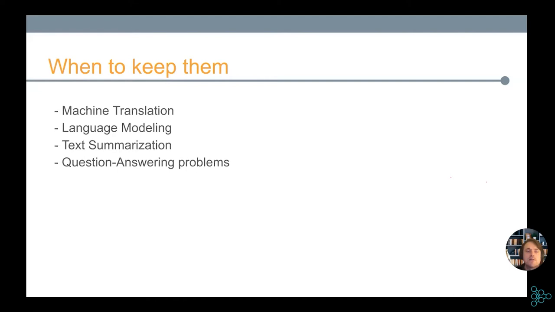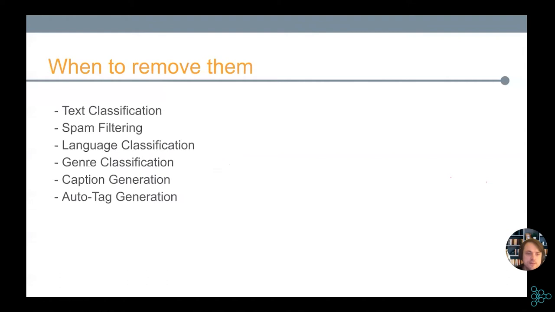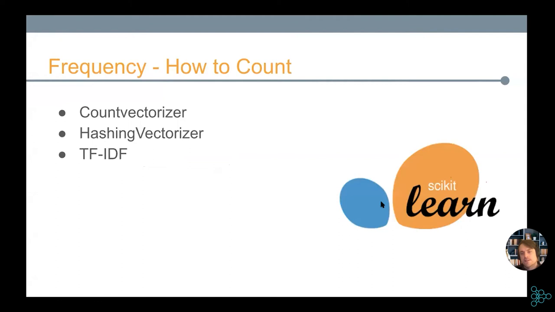And something else I want to point out, if you're not familiar with the Scikit-learn APIs, is that they already provide you quite a few things out of the box. So if you use count vectorizer or TF-IDF, you can also specify the stop words. You just provide as an argument stop words equal to English.